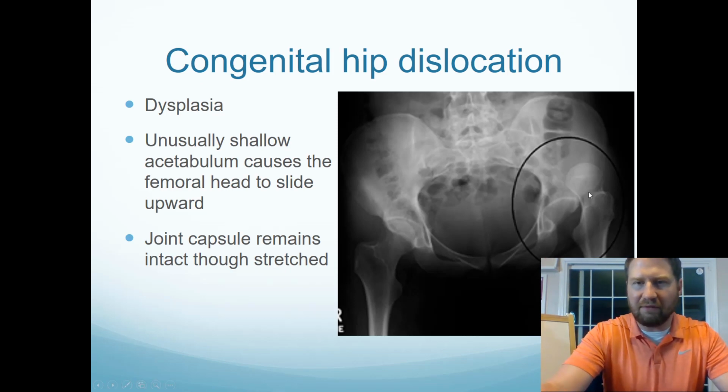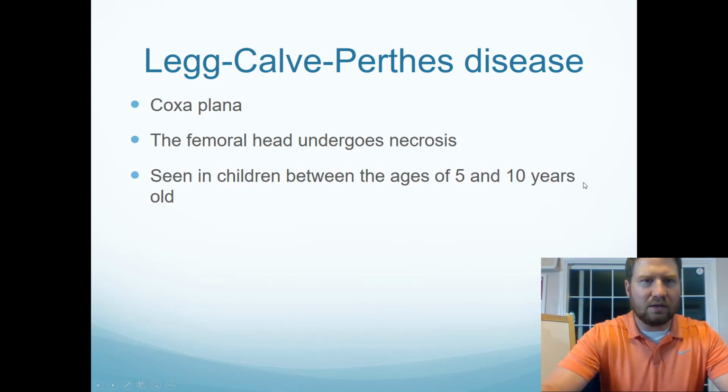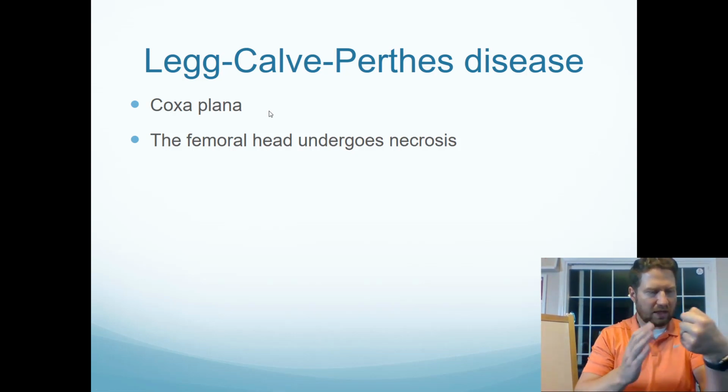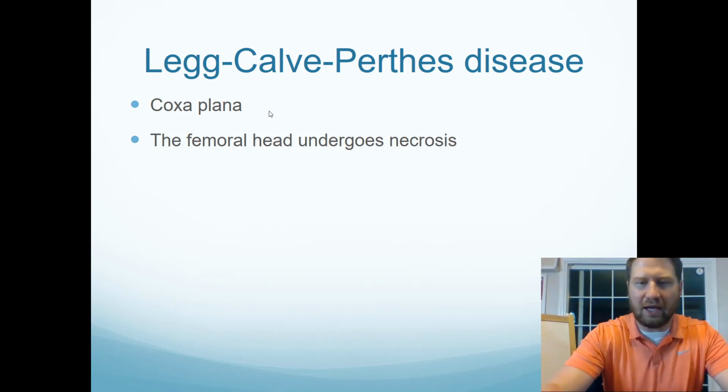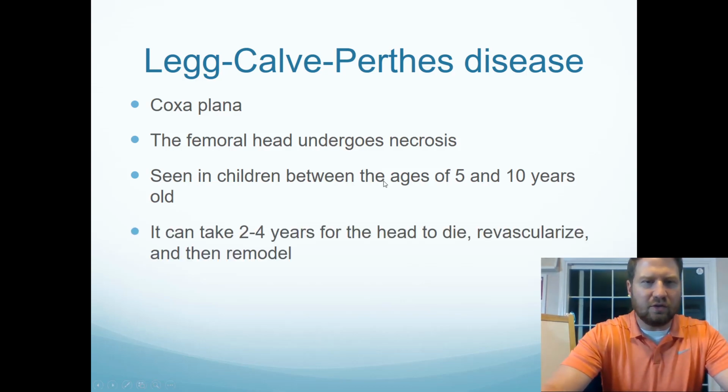And hopefully we don't have a loss of blood flow. Okay? That is referred to as Legg-Calvé-Perthes disease. Okay? Coxa plana is due because the head of the femur now is created, okay, and it's kind of like a flattened surface, where the femoral head undergoes avascular necrosis. Okay? I don't know if the etiology is well understood, right? But it's seen in children between the ages of 5 and 10, and it can take 2 to 4 years for the head of the femur to die.